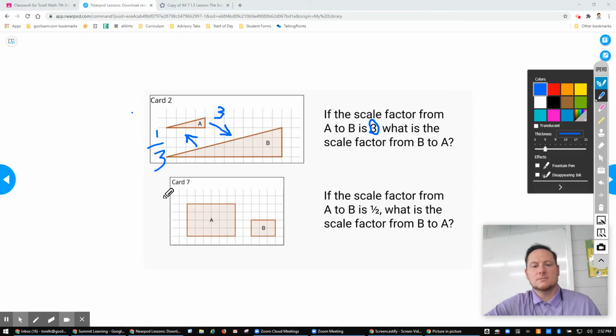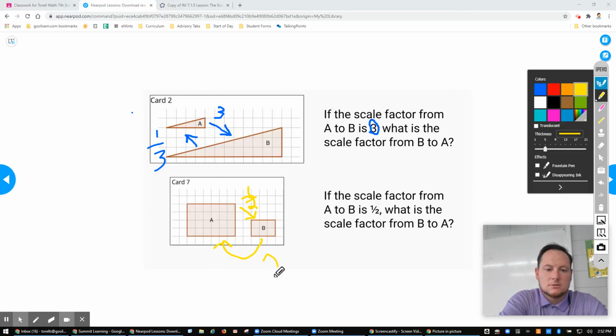So let's look at card 7 and see if we can figure it out the other way. So card 7, A looks at B and goes, wow, you are really 1/2 my size, man. Didn't know if you knew that these blocks had personalities. So what did B say about A? Well, if B is 1/2 A's size, that means A is 2 times B's size, right? So it's just that reciprocal. You're just flipping that number over.